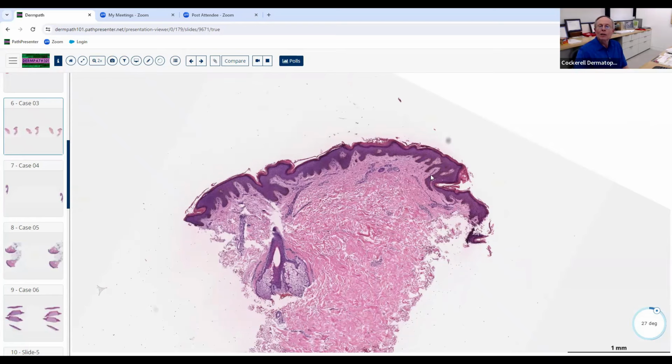So we do have a little bit of that here, but we notice we don't have a totally normal epidermis. There is some acanthosis here. It's not regular.